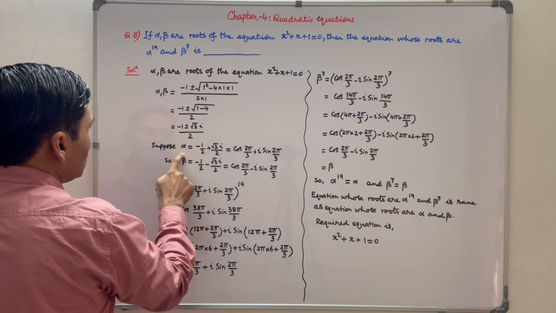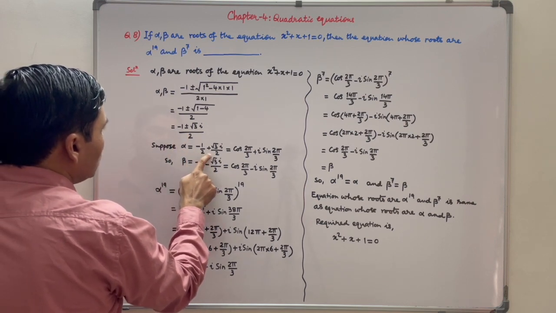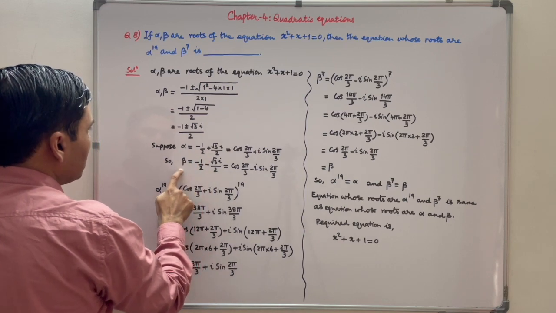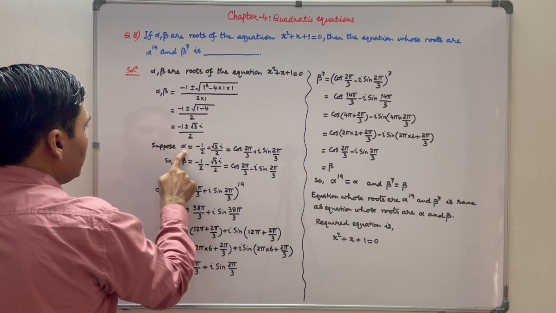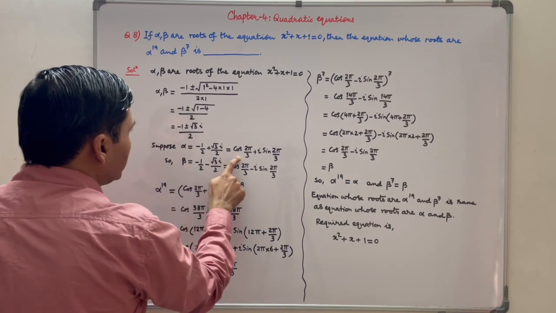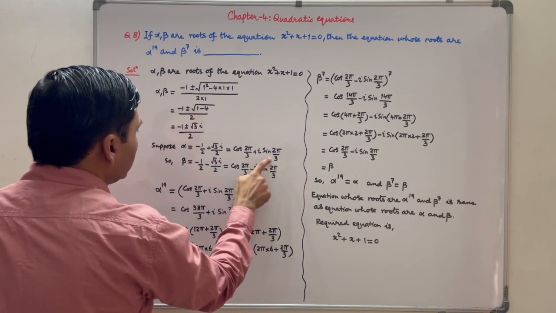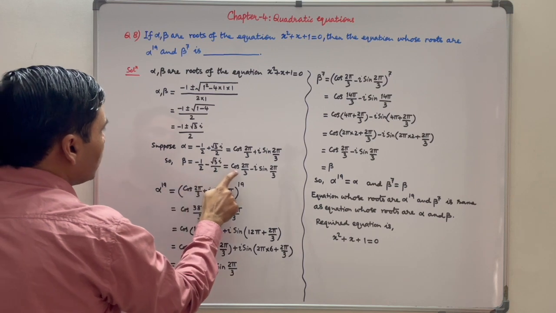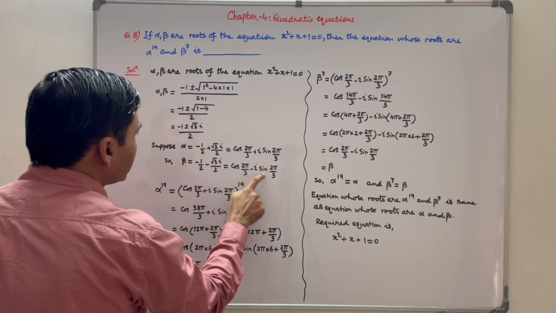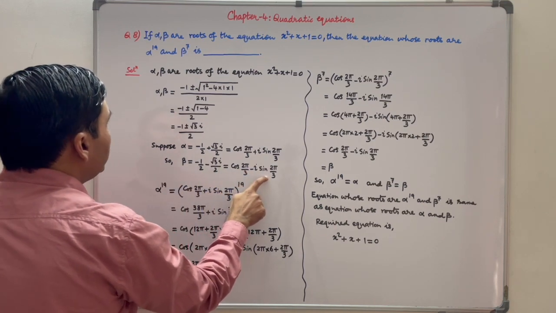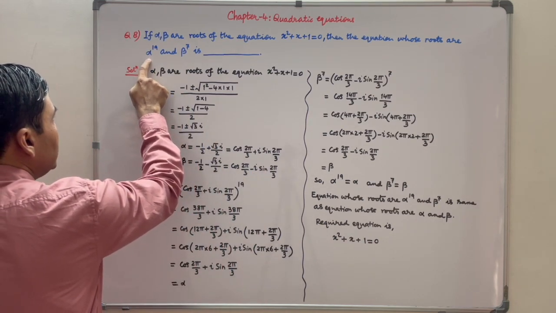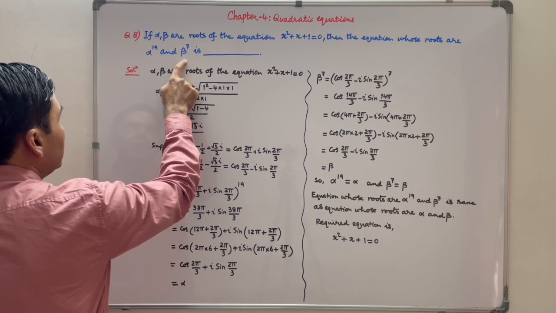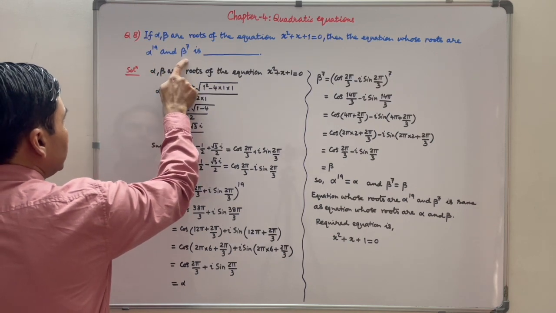Suppose alpha is equal to minus 1 by 2 plus root 3i by 2. So beta is equal to minus 1 by 2 minus root 3i by 2. Alpha can be written as cos 2 pi by 3 plus i sin 2 pi by 3 and beta can be written as cos 2 pi by 3 minus i sin 2 pi by 3. We have to find the quadratic equation whose roots are alpha to power 19 and beta to power 7. First, we will simplify them.